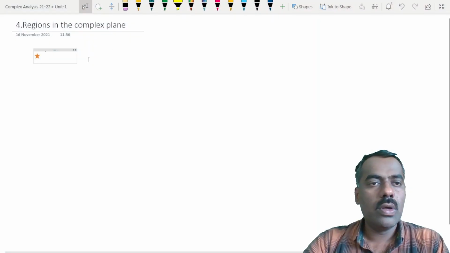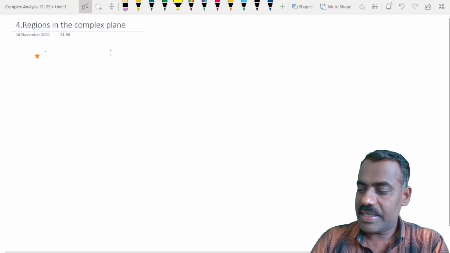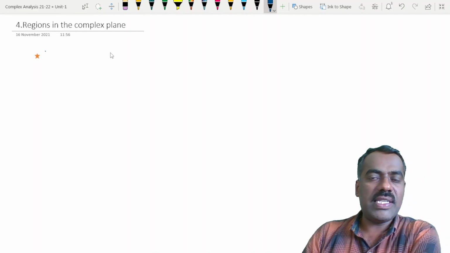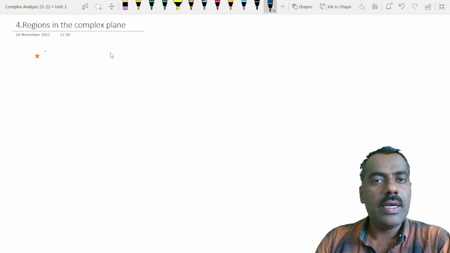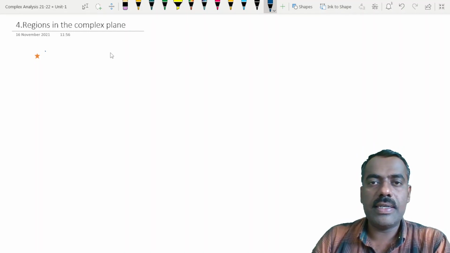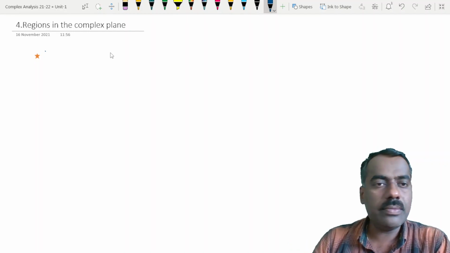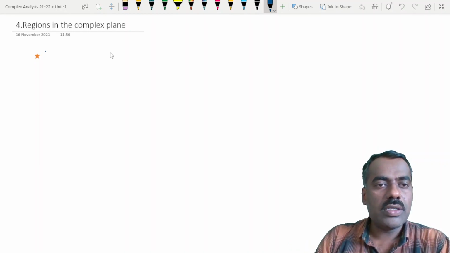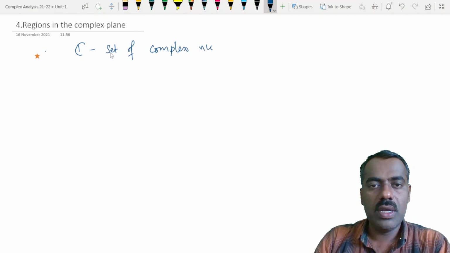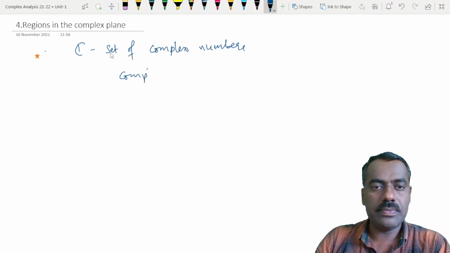Okay. So let's start with a few definitions. Almost all of them are basics, but very important because during the remaining course, all these definitions will come again and again. Okay. So let's start with this C. We know it is the set of complex numbers, or we can simply call it the complex plane.